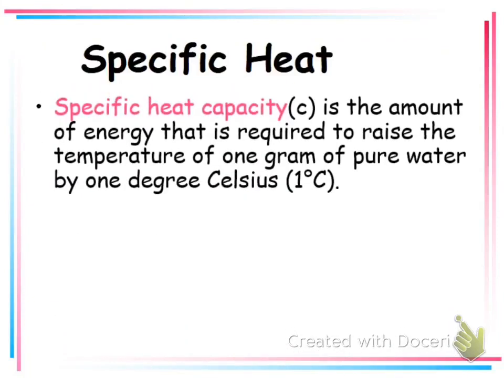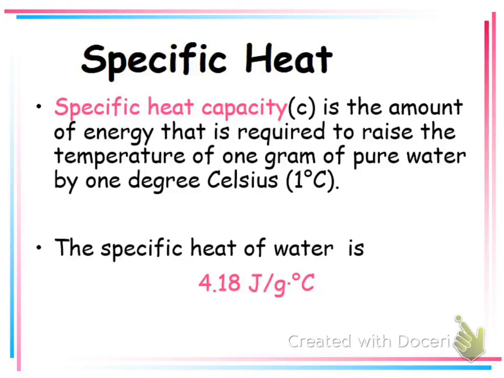Specific heat capacity is the amount of energy that is required to raise the temperature of 1 gram of pure water by 1 degree Celsius. And it is different for each substance. For water, the specific heat is 4.18 joules per gram times degrees Celsius. Water has a relatively high specific heat compared to other things, and I'm going to show you a table in a second, and you'll see what I'm talking about.